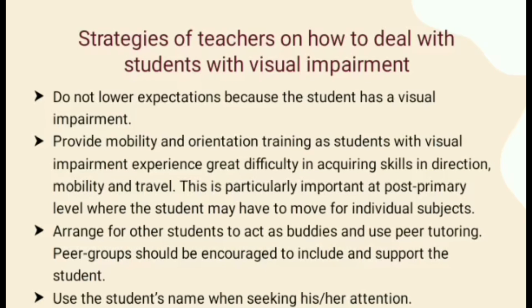Strategies of teachers in how to deal with students with visual impairment. Number 1, do not lower expectations because the student has a visual impairment. Provide mobility and orientation training, as students with visual impairment experience great difficulty in acquiring skills in direction, mobility, and travel. This is particularly important at the primary level where the student may have to move for individual subjects. Arrange for other students to act as buddies, or use peer tutoring. Peer groups should be encouraged to include and support the student.